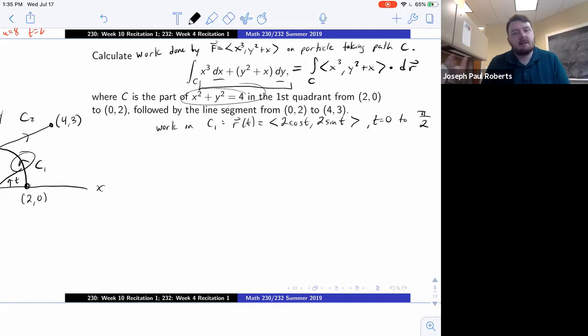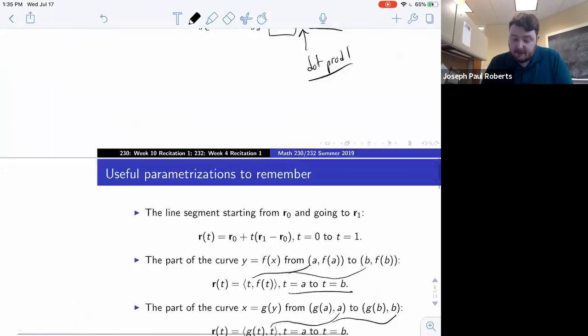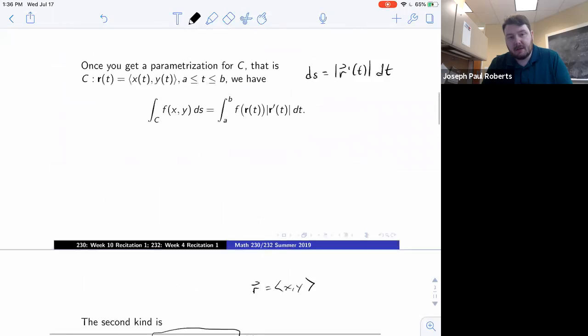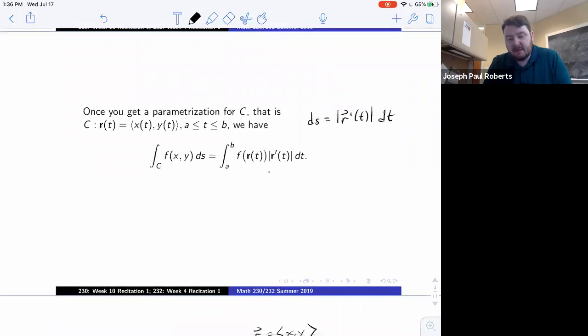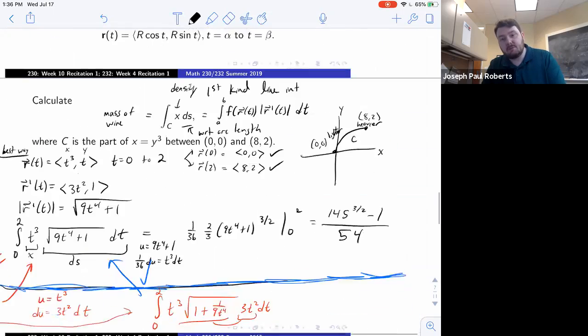And you could plug in t equals 0, you get 2 comma 0. T equals pi over 2, you get 0 comma 2. So we're looking good. Okay, so then we're doing r prime is minus 2 sine t, 2 cosine t. And so again, you're going to want to practice these. For this work type of line integral, we don't take the length of r prime of t. Remember the first kind with d little s, we did take the length of r prime of t, but for this one, we do not. So just pay attention to all these little details.